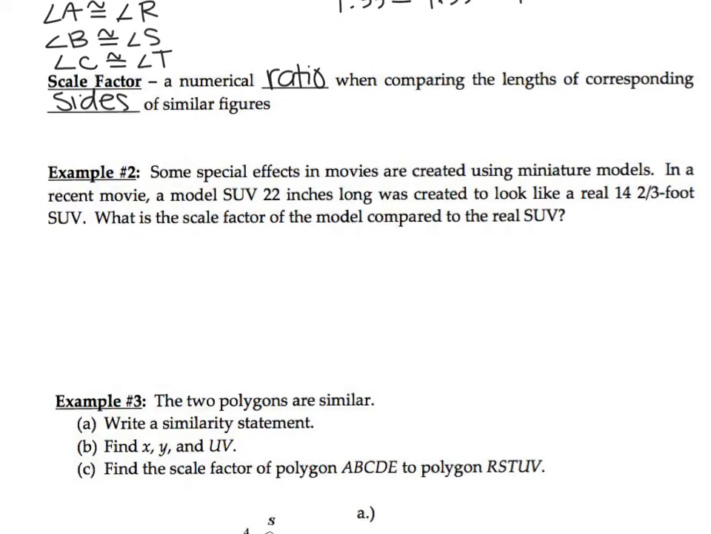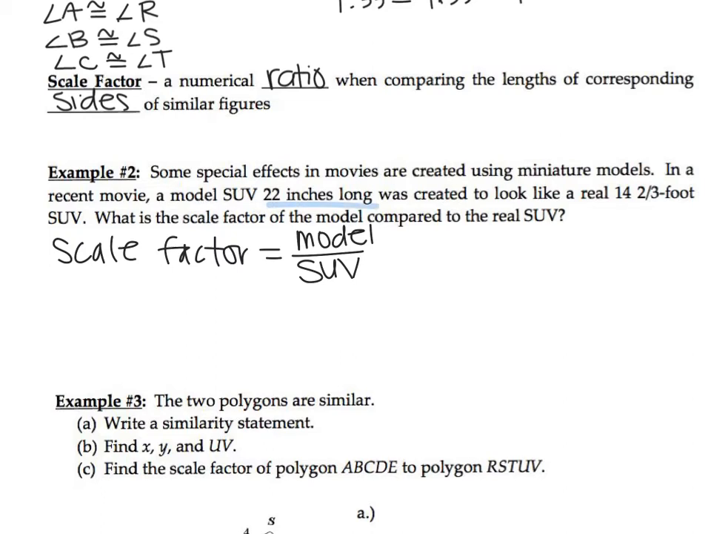So it's important to know how your scale factor is set up. When we try to figure out our scale factor and we set up our ratio, we have to figure out what goes on the top and what goes on the bottom. And it tells us in the problem, we're doing the scale factor of the model compared to the real SUV. So our model is pretty much A, and the SUV is B. So we want to put model over SUV. So now we start looking at our values. We have the model being 22 inches long, and we have the real one as 14 2/3 foot.